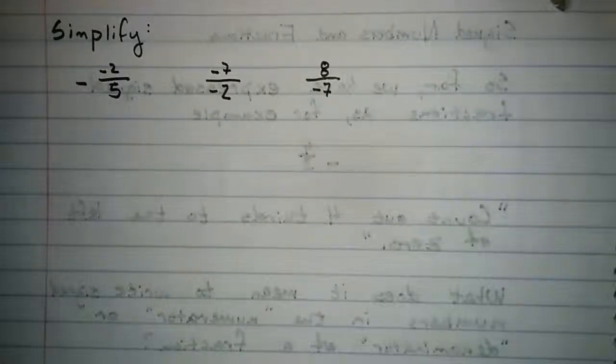Simplify each of these by writing it as a single signed fraction. Notice that they're already in lowest terms, so you won't need to do any canceling of common factors. Just write them as a single signed fraction. Pause the video and try this now.